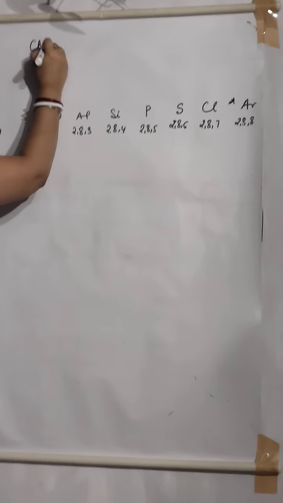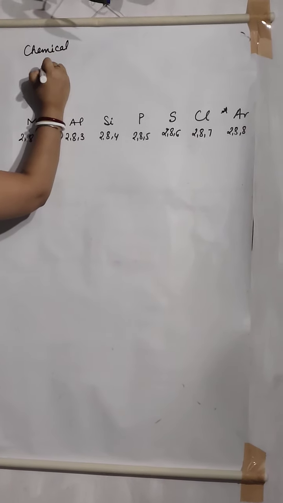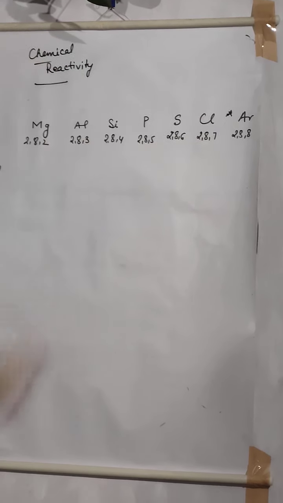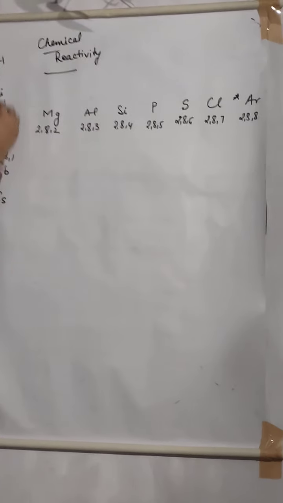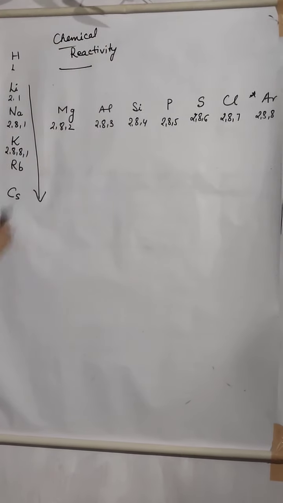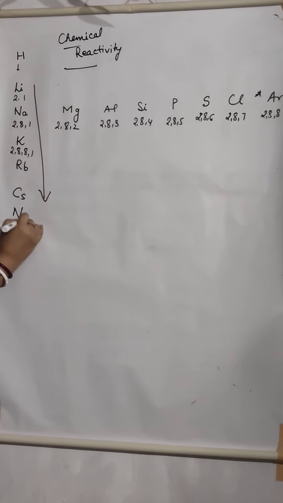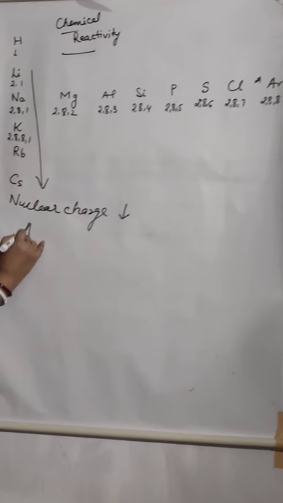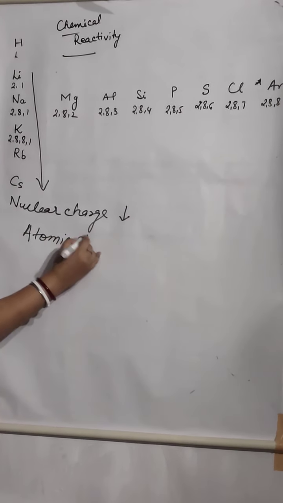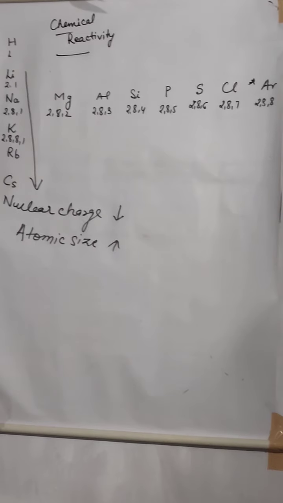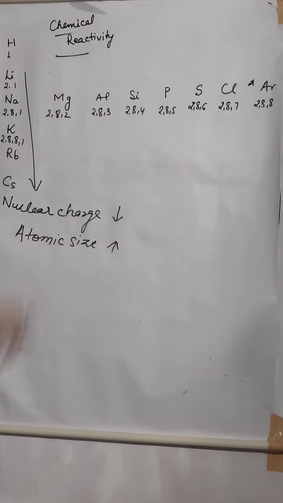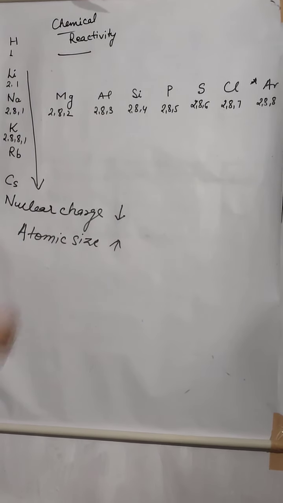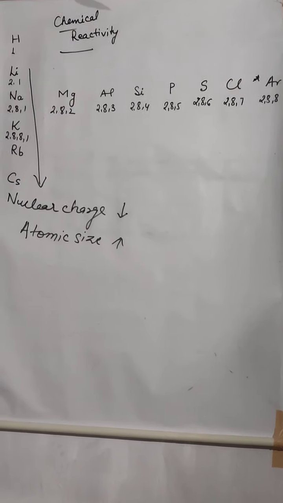Now our next variation is chemical reactivity. How will anything be chemically reactive? When it will donate or accept the electron or share the electron. So as we move down the group, nuclear charge decreases and atomic size increases. Atomic size increases, so nuclear pull decreases, so it will donate the electron more easily, more readily. So as we move down the group, the chemical reactivity increases.